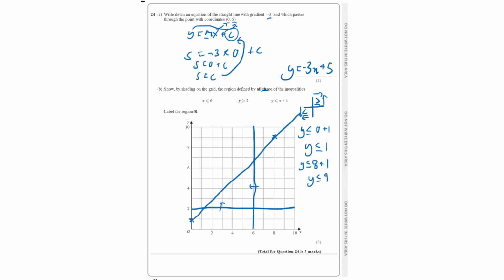And it says less than or equal to, so this goes down. Notice how they all point towards this triangle. Therefore, that means this is region R.